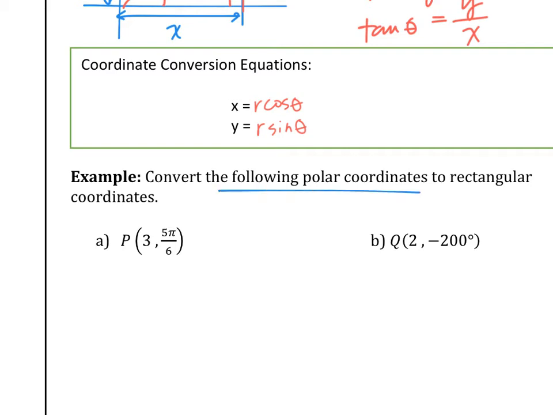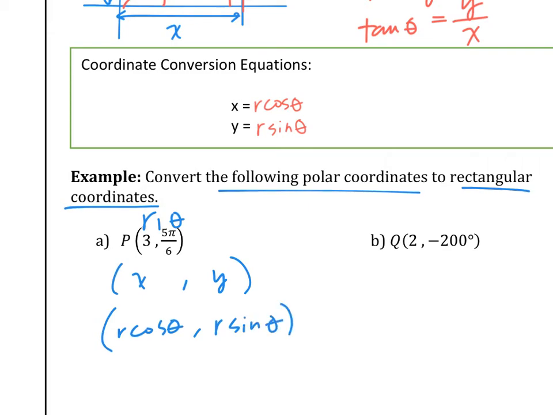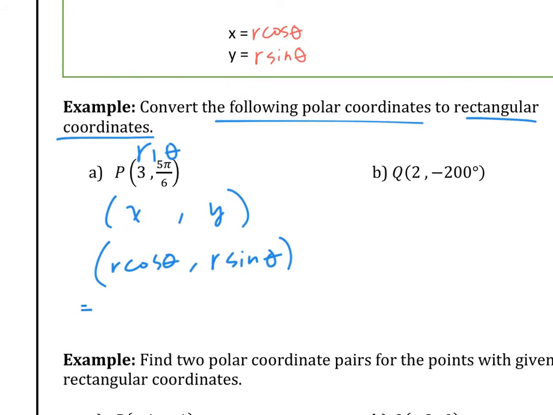So convert the following polar coordinates into rectangular coordinates. So this is r, theta. We need to change it into xy. We just figured out that x means r cosine theta, and y means r sine theta. This is a very, very easy question. It's just applying the formula. 3 cosine 5 pi over 6 and 3 sine 5 pi over 6.